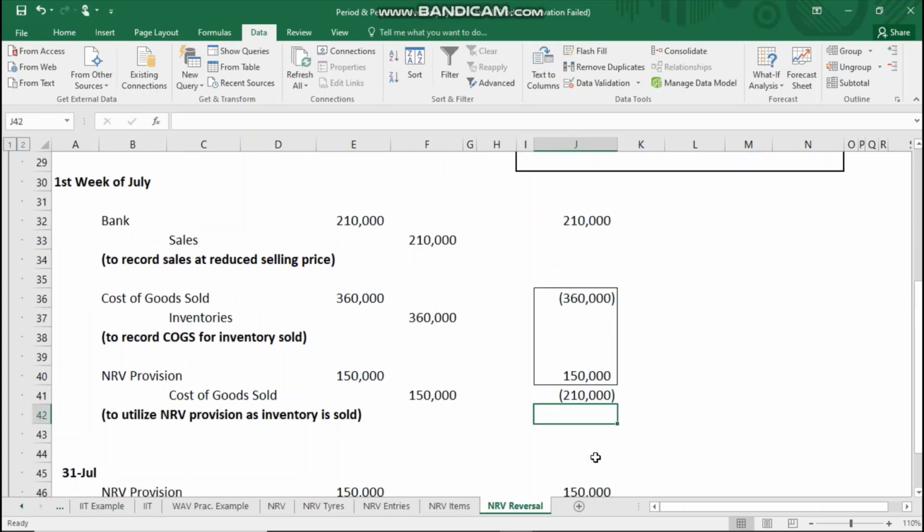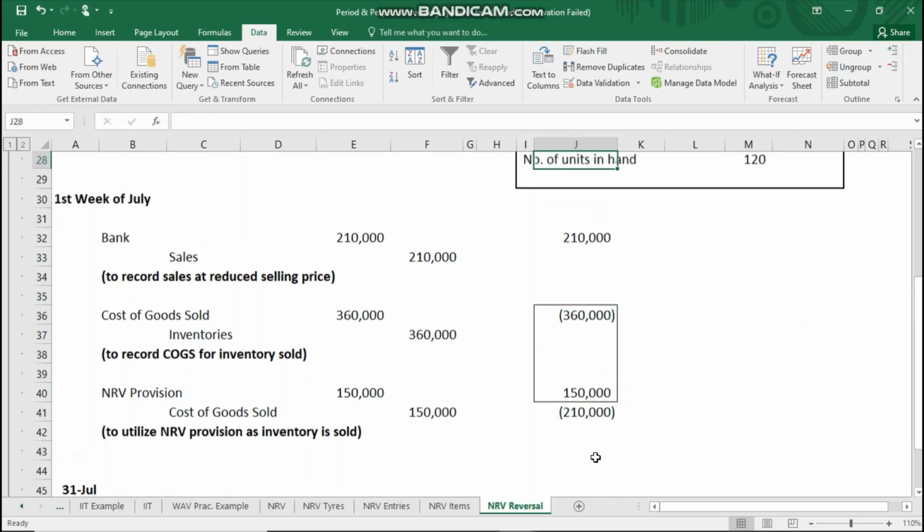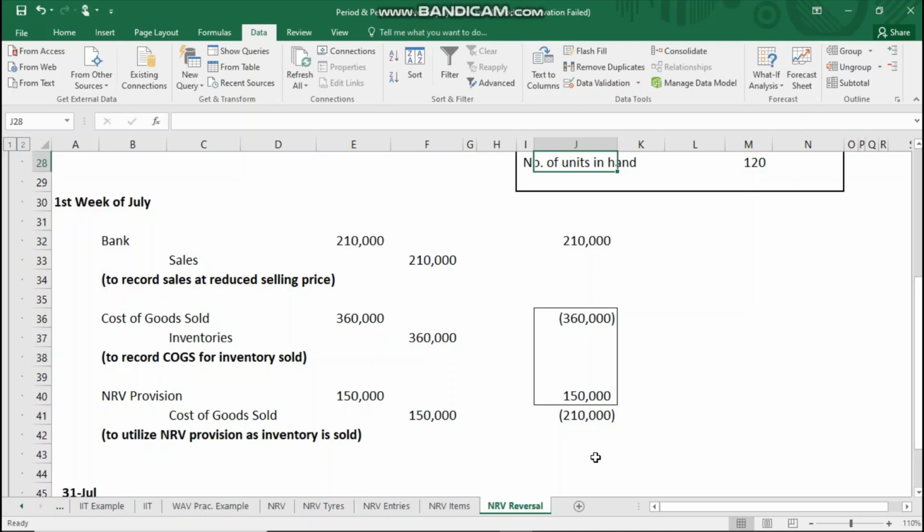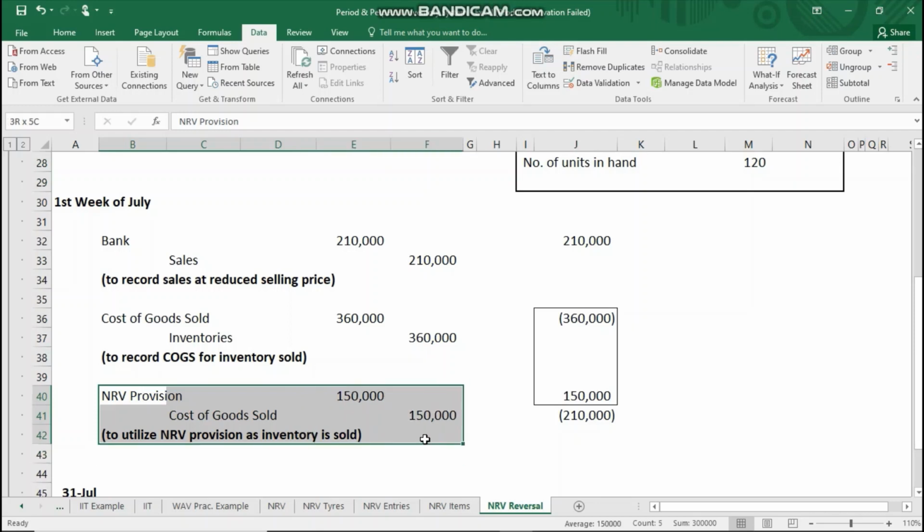Here we learned one thing: whenever inventory that was previously written down to net realizable value is sold, we need to release the provision of NRV for the inventory which is sold. That's why we made this entry which I highlighted here.